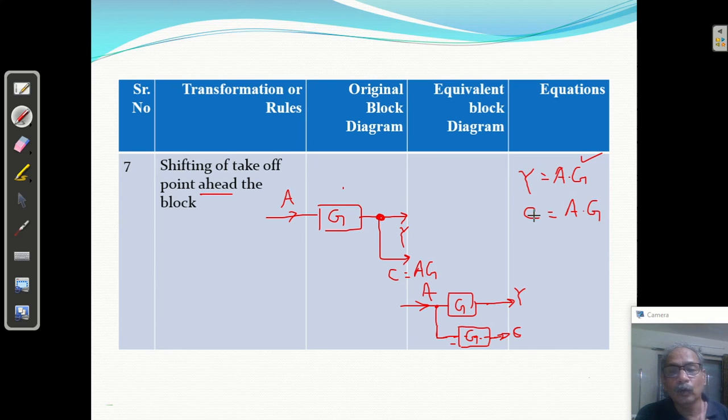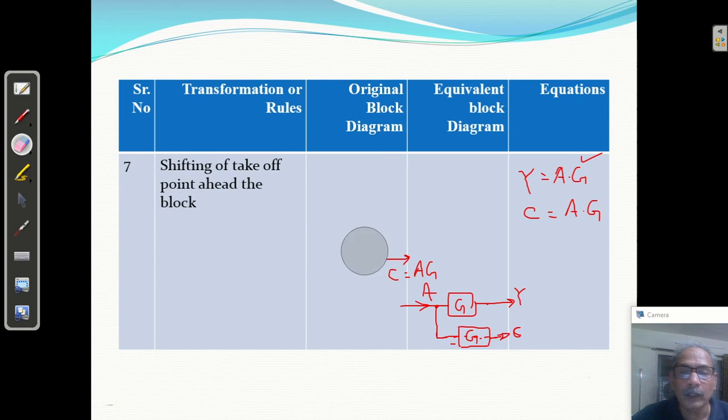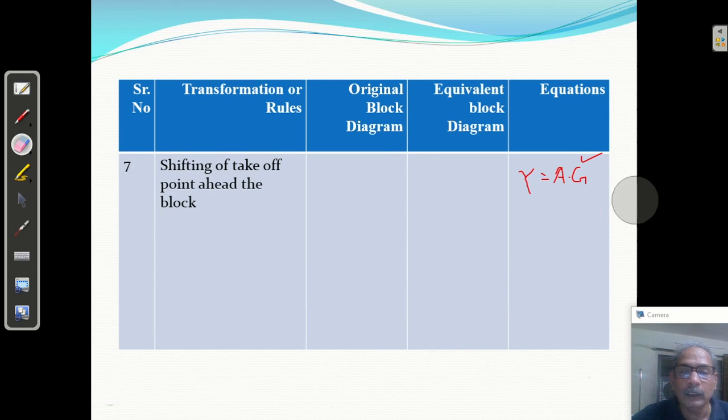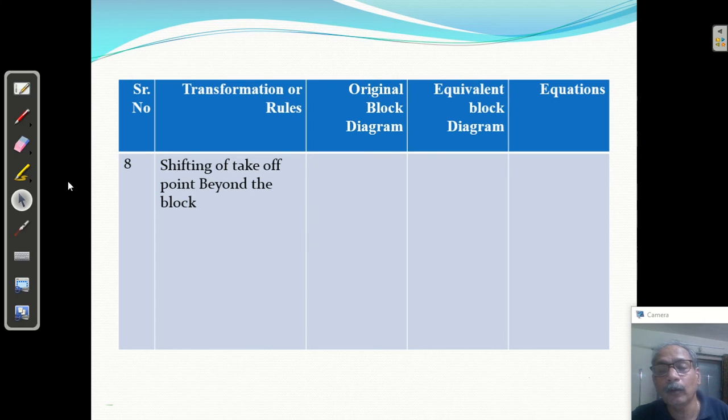Please, it will not require any mugging up. But if you know the process, if you know the equation, you can simplify the circuit. Okay, so I'm rubbing it. Now the last simplification rule I am going to develop is the shifting of the takeoff point beyond the block. Beyond the block, please, that is the last rule I am developing.